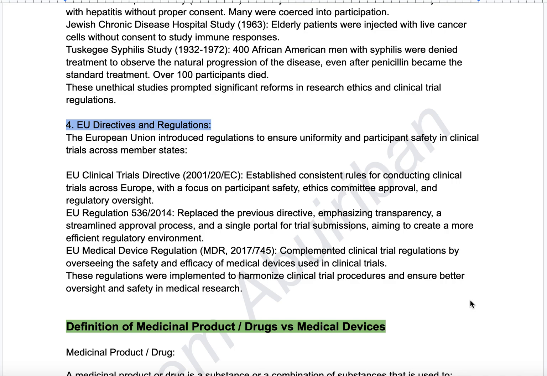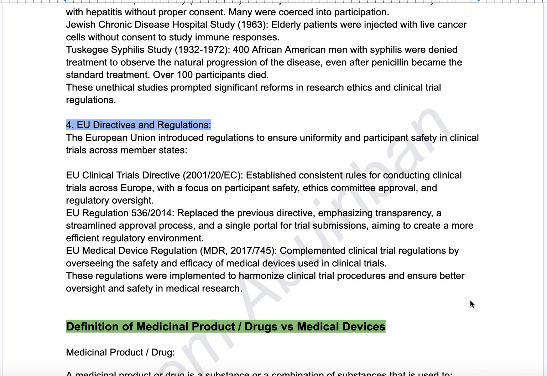European Regulation 536/2014 replaced the previous directive, emphasizing transparency, a streamlined approval process, and a single portal for trial submission, aiming to create a more efficient regulatory environment. The European Medical Device Regulation complements clinical trials regulation by overseeing the safety and efficacy of medical devices used in clinical trials. These regulations were implemented to harmonize clinical trial procedures and ensure better oversight and safety in medical research.